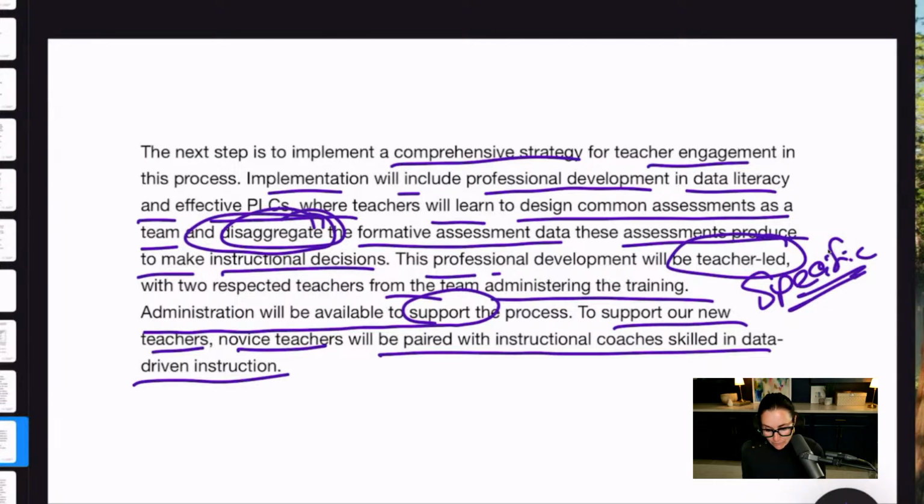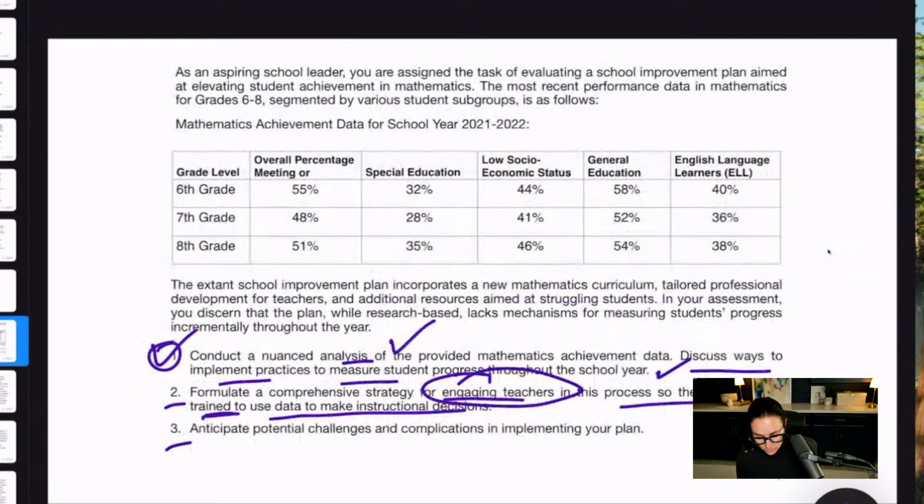All right, so that was paragraph 2. Good job. We got the overall strategy. We got specific on data literacy and disaggregating the data. We talk about professional development being teacher-led and the administration team being there to support, to lead, to help. Perfect. All right. So check. Number 2. Number 3, anticipate the barriers and what we can do to overcome those barriers.